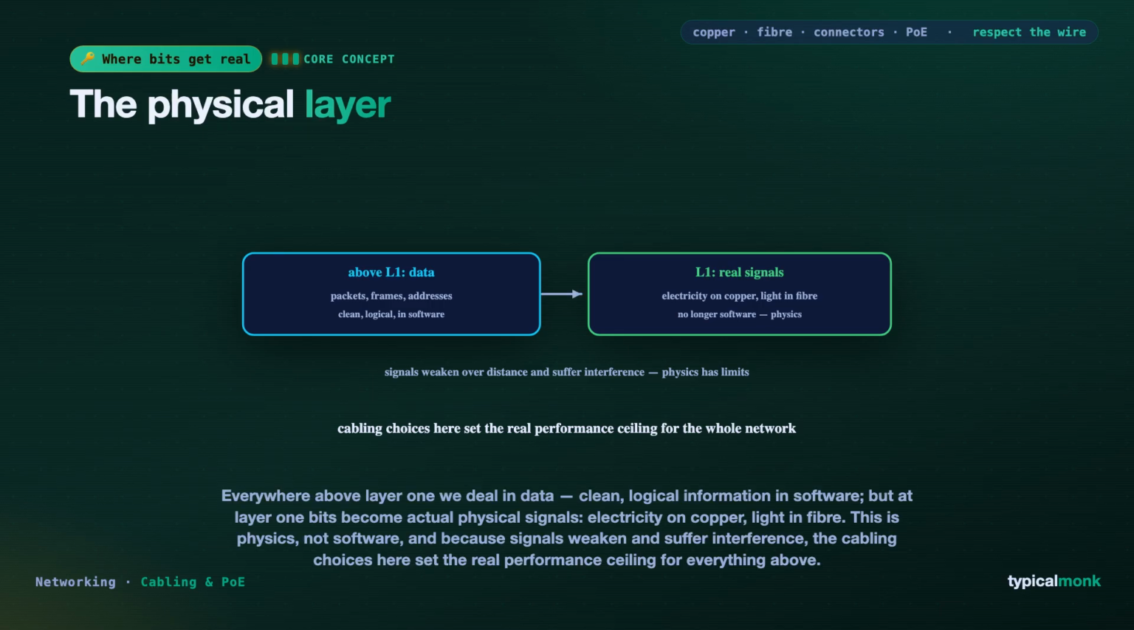network suffers. So the takeaway: the physical layer is where bits become actual signals on a physical medium, electricity on copper or light in fiber, and because it obeys the limits of physics, the cabling choices here set the real performance ceiling for the whole network.